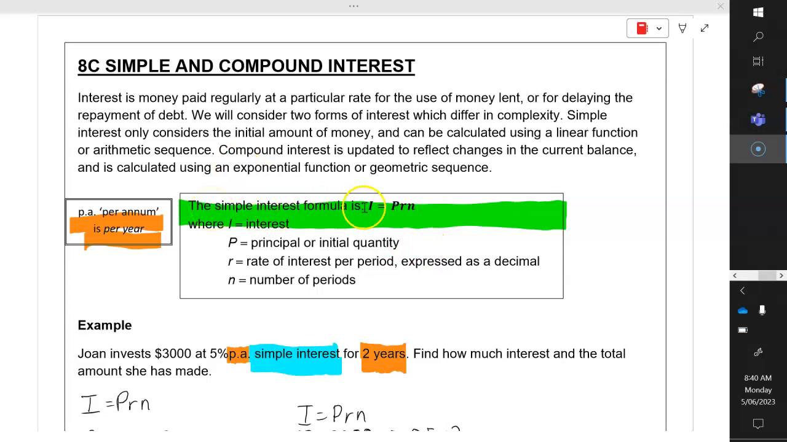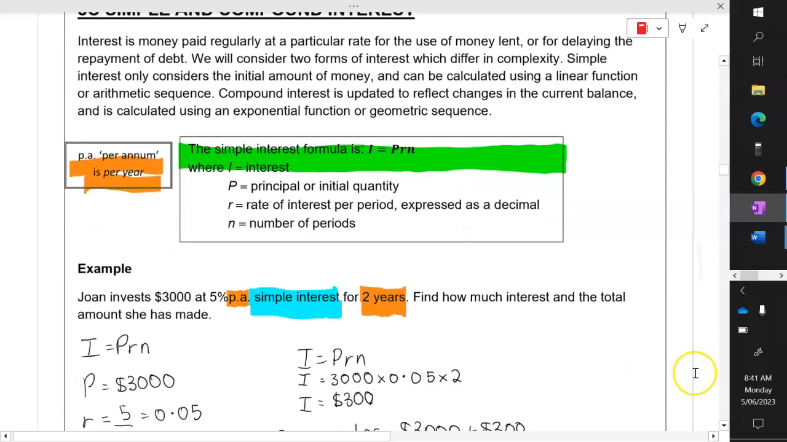The simple interest formula is I equals PRN. So I is interest, P is the principal or the initial amount of money that you're going to invest, R is the interest rate per period, and N is the number of periods or the time. The rate and the N have to be in the same time. So one's in years, the other one's in years. One's in months, the other one's in months. Noting this answer will only give us the interest. So if we want to find out how much we actually have, we need to add that to our principal to get our final answer.